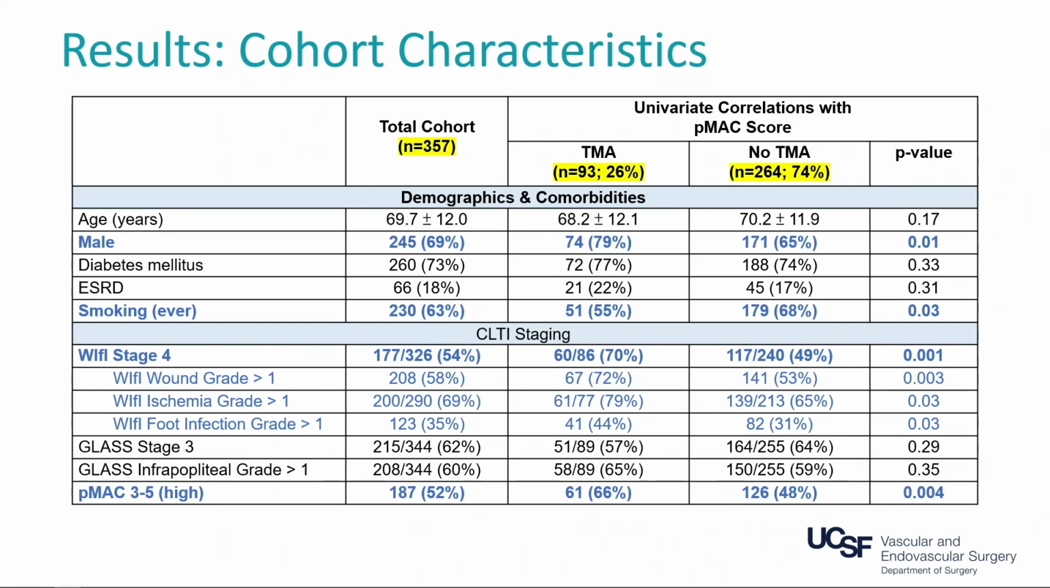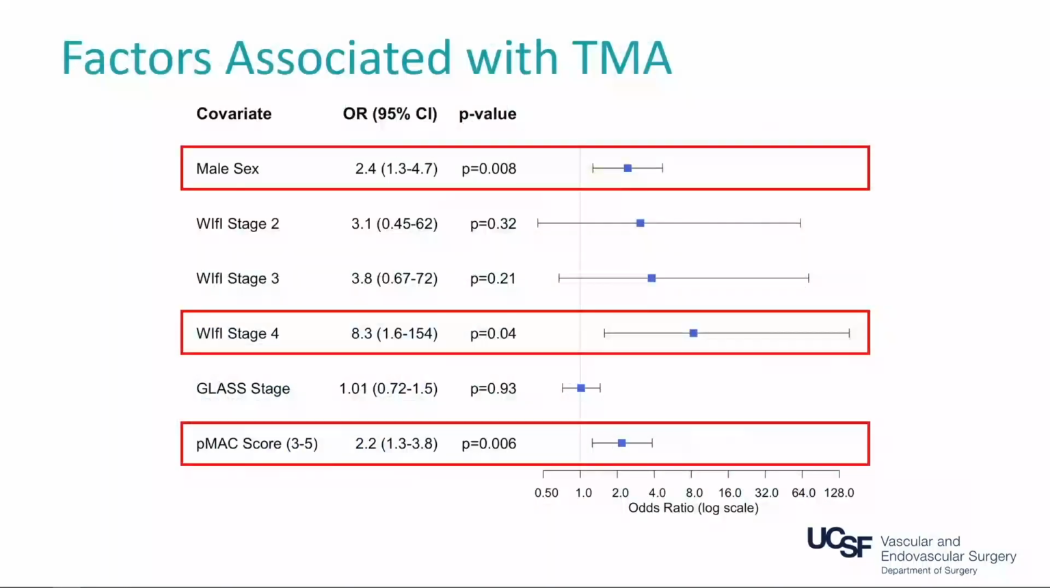PMAC scores were dichotomized as low in 48% and high in 52%, and those who underwent a TMA were more likely to have high PMAC scores. Age, diabetes, renal failure, and anatomic pattern of disease, as described by the GLASS score, were not significantly associated with TMA. In a logistic multiple regression model for factors associated with TMA, male sex, Wi-Fi stage 4, and high PMAC scores were all independently associated.